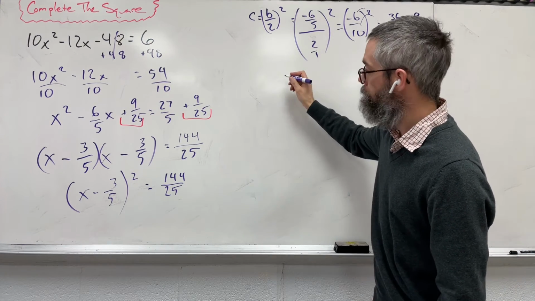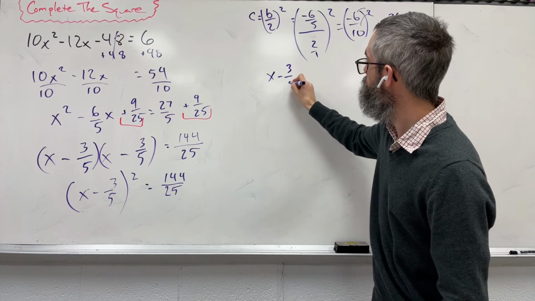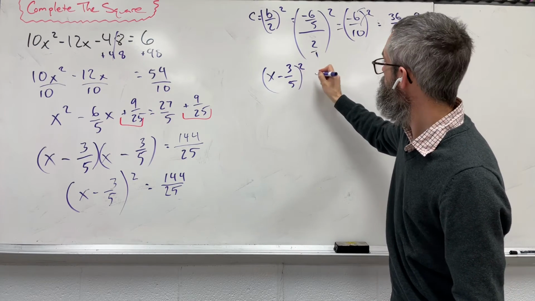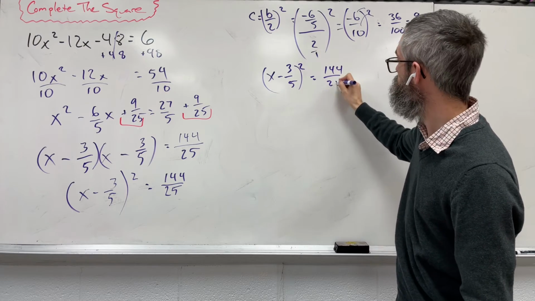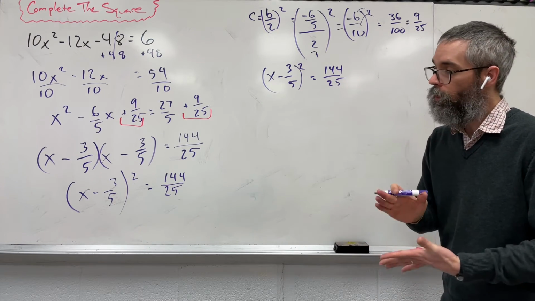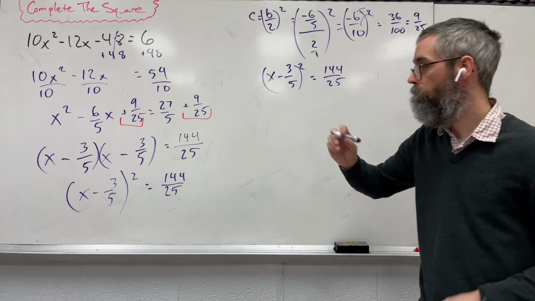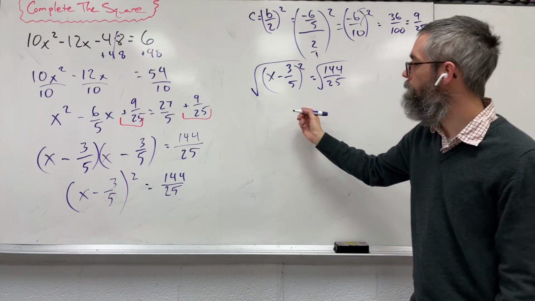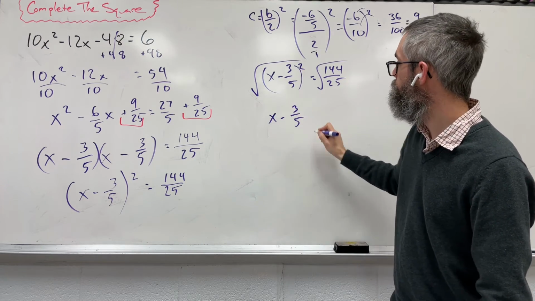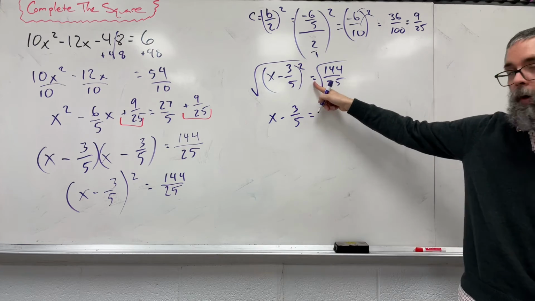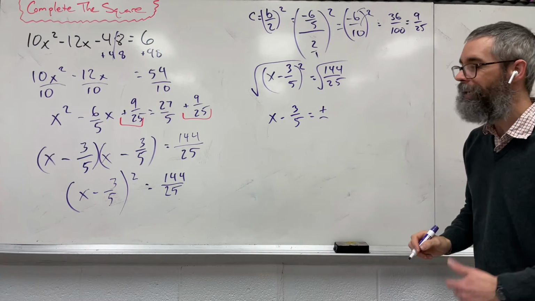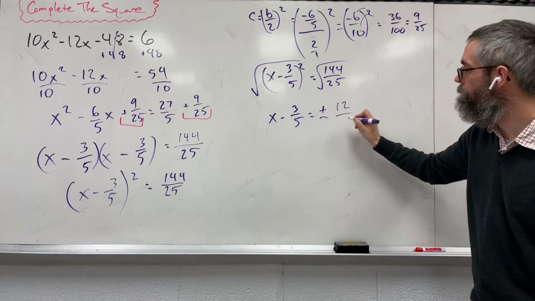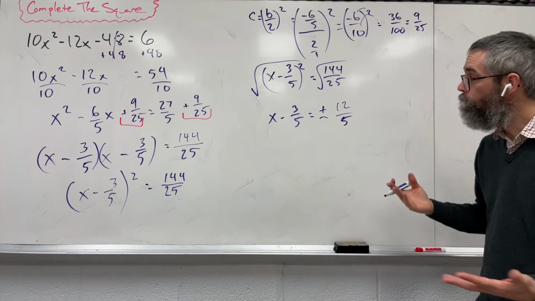Let's rewrite so we have a little bit of room. We have x minus 3 over 5 squared equals 144 over 25. Okay, so in order to undo a problem with an exponent of 2, we've got to take the square root. Inverse, square root, exponent, cancel out, leaving you with x minus 3 over 5 equals, because we have an equation with an equal sign in here, we need a plus or minus. Now, what's the square root of 144? 12. What's the square root of 25? 5. Works in our favor.